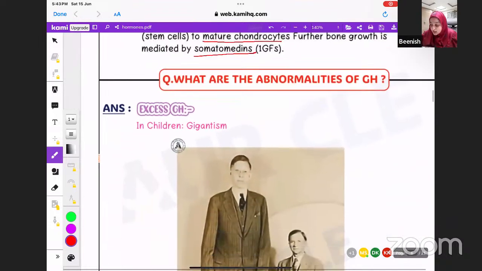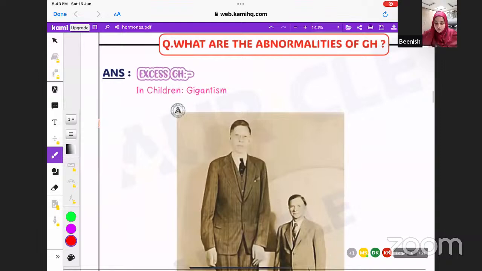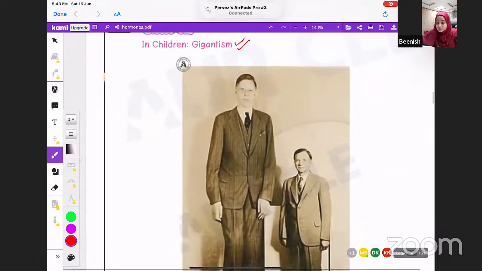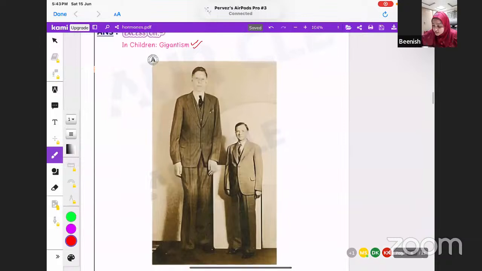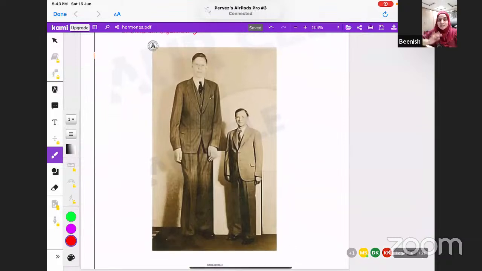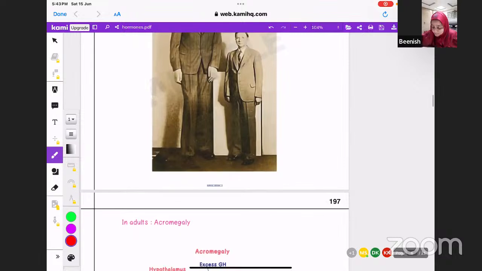Now talking about the abnormalities of growth hormone. So the various disorders associated with it: in children, if there's excess growth hormone, it is going to lead to gigantism, as you can see here in the picture. So excess of growth hormone is going to cause gigantism. So there is excessive elongation of the long bones of the body.